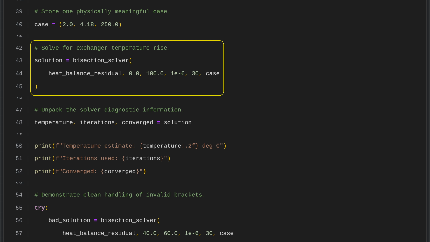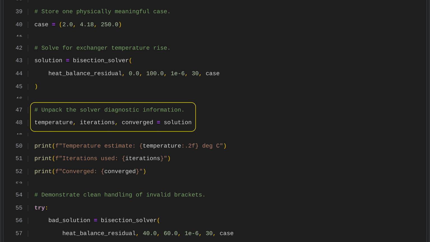A bisection solver is used to find the temperature rise in a heat exchanger by driving the heat balance residual to 0. The search starts between 0 and 100 degrees Celsius, with a tolerance of 1 times 10 to the negative 6 and up to 30 iterations. The problem's case parameters are passed into the residual calculation, and the resulting root represents the equilibrium temperature.